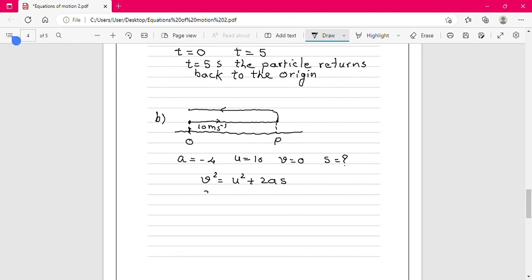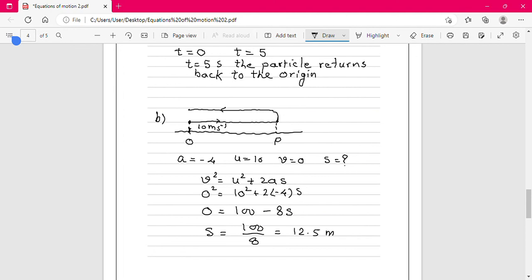Now V square, that is 0 square, U square, that is 10 square, plus 2, A is -4 into S. So 0 is equal to 100 minus 8S. So S is equal to 100 upon 8. 100 divided by 8, that will be 12.5 meters. Just go through all the steps, just see whether everything is becoming clear to you.